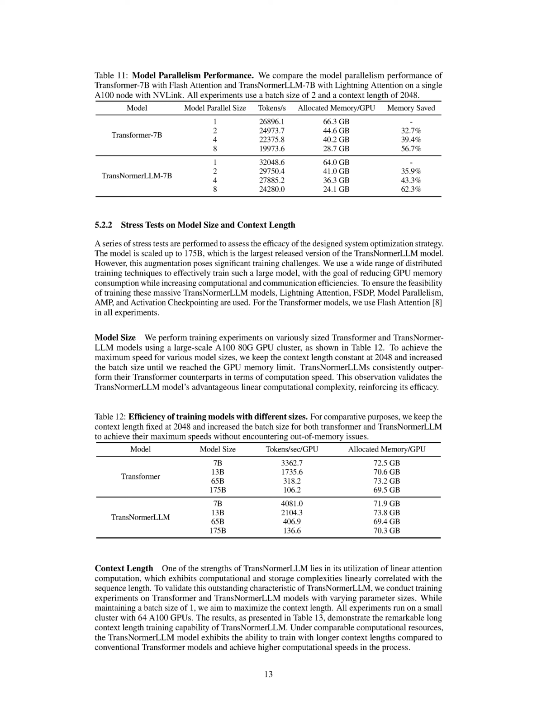Section Summary. In this section, the authors conducted training experiments on Transformer and TransNormerLLM models of different sizes to evaluate their computational speed. They found that TransNormerLLMs consistently outperform transformer models, demonstrating the advantage of TransNormerLLM's linear computational complexity. Additionally, the authors conducted experiments to validate the long context length training capability of TransNormerLLM and found that it can train with longer context lengths compared to conventional transformer models while achieving higher computational speeds.